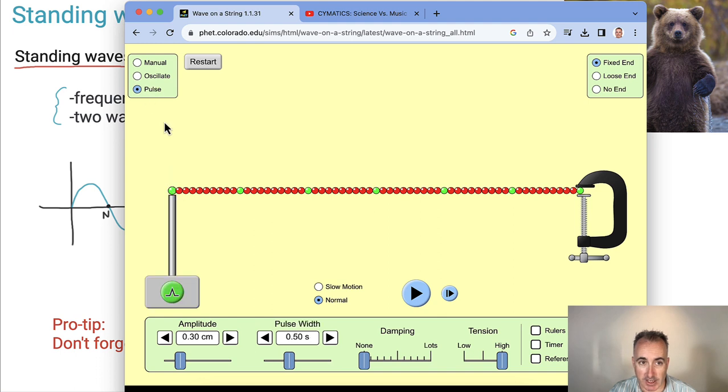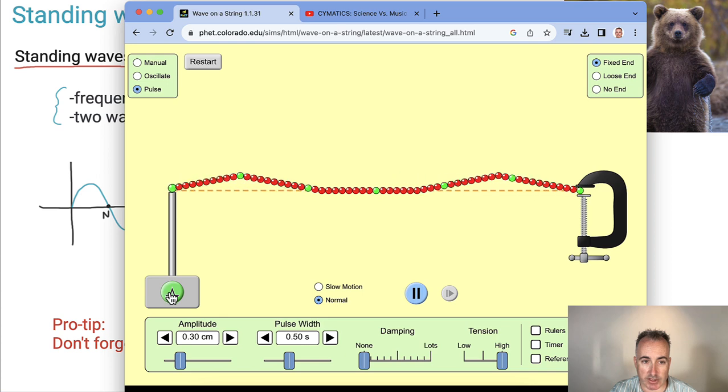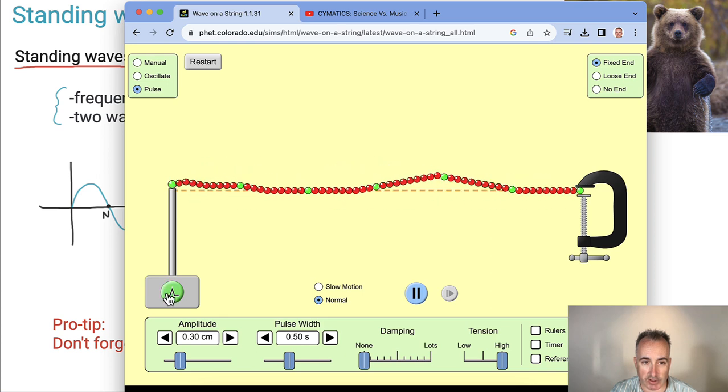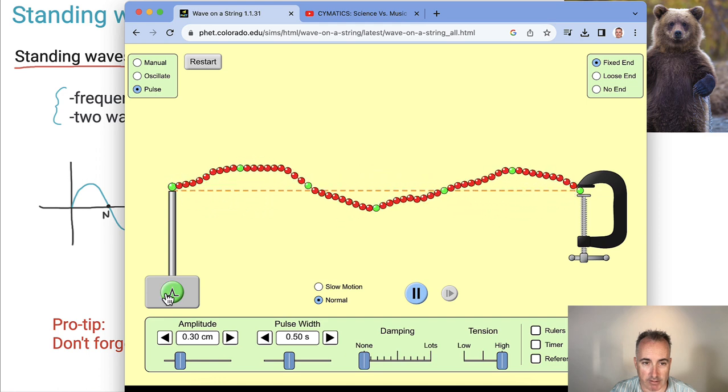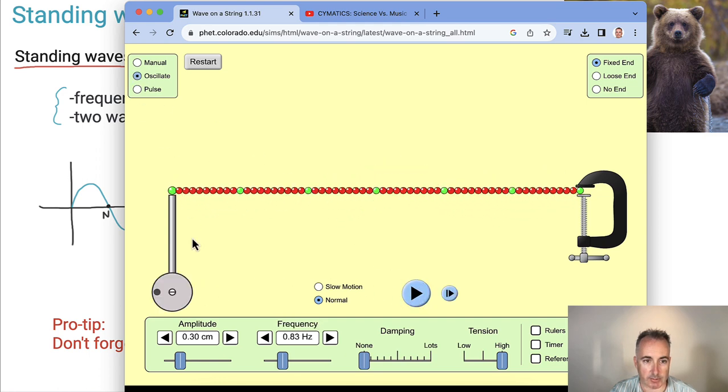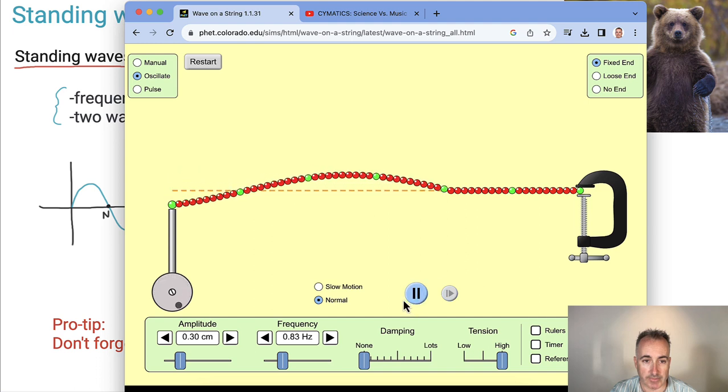Notice it's still going to create a wave, except it's always going to be a wave that's kind of always moving. It's going to be like this right here, like I'm doing, except much, much nicer. Oh, it's kind of happening now. So it's going to do much, much nicer than that. So if I just go oscillate, it's going to make a pulse.